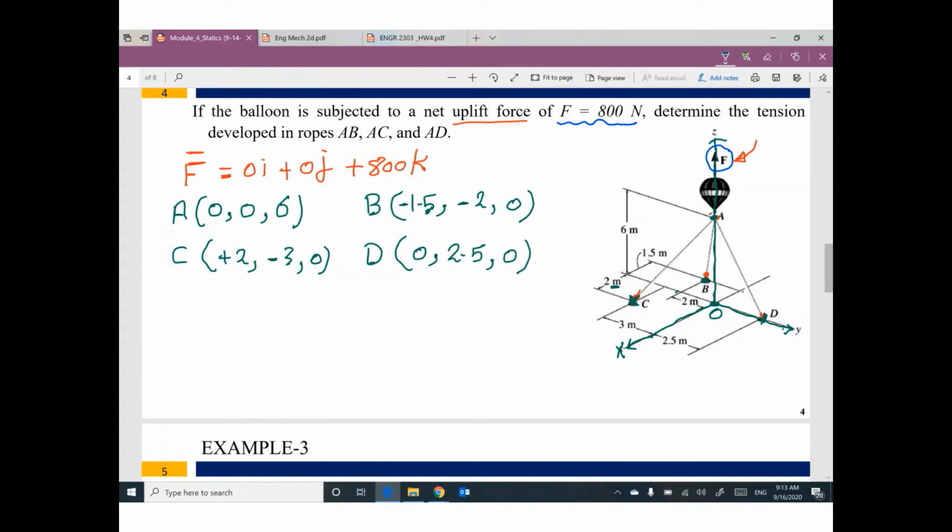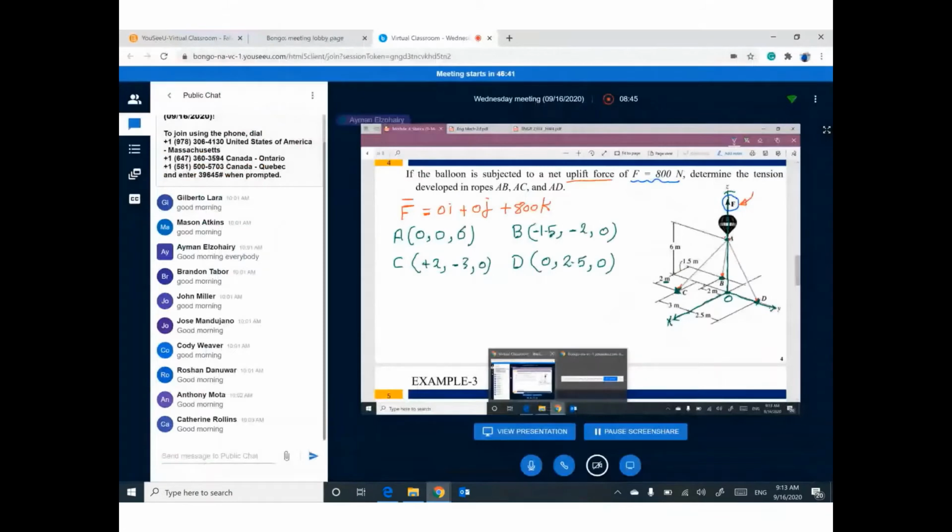So the first step, I will search for the coordinates of points A, B, C, and D. So we need to figure out where is the x-axis, where is the y-axis, where is the z-axis, where is the origin, and then we can figure out the coordinates of these points. Any questions so far?